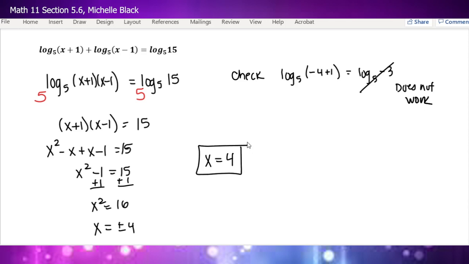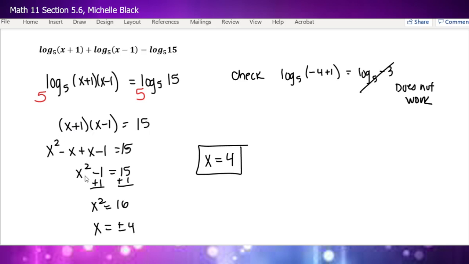And you should get that x equals 4. So what I did was I noticed that the base of the log was 5, so the exponent's base I needed to use was 5. So I made my logs the exponents of my base 5 exponential expressions. Using my inverse property, that just left me with what was inside the logs, which is x plus 1 times x minus 1 equals 15.